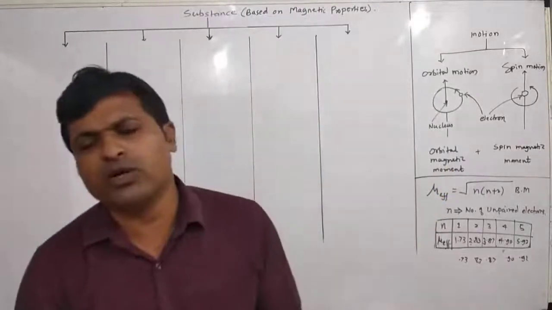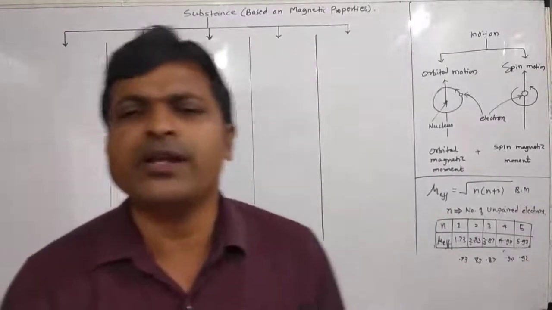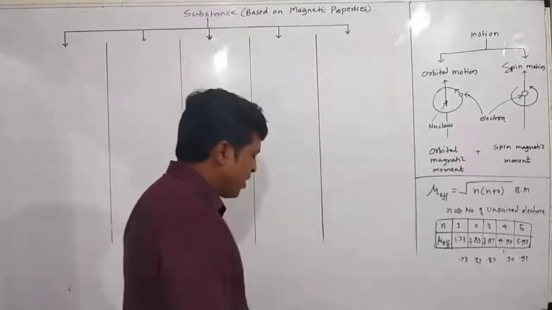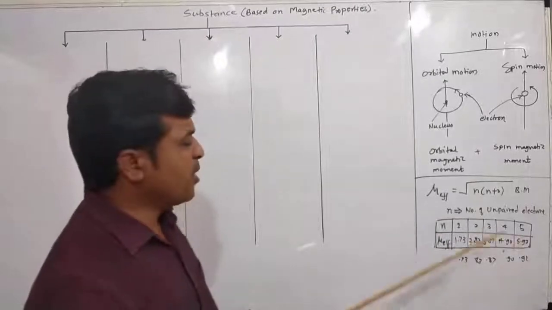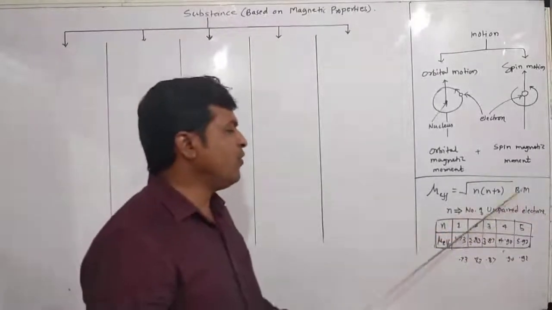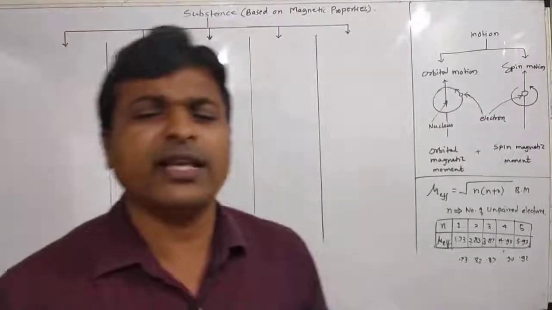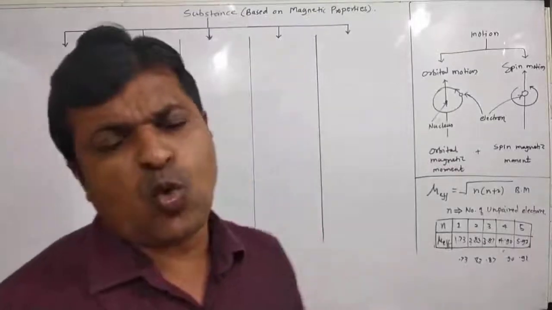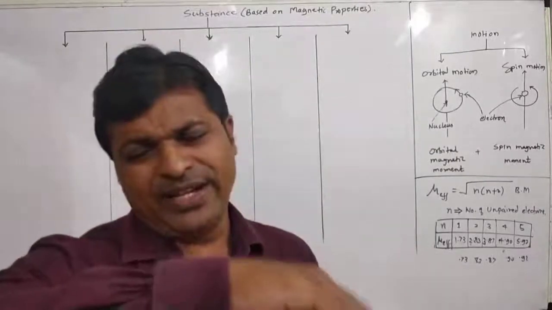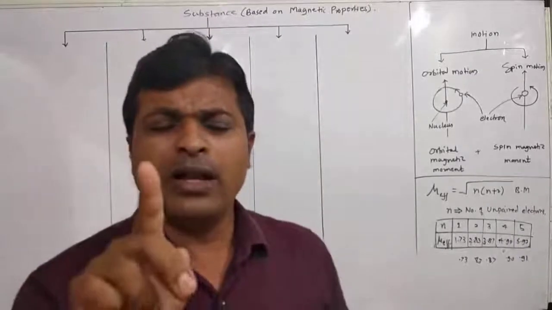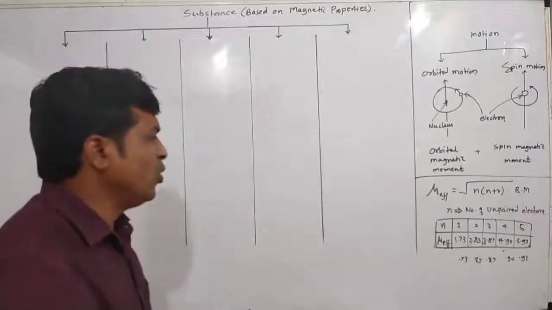Effective magnetic moment is equal to square root of n into n plus 2, where n is the number of unpaired electrons. If the number of unpaired electrons is 1, 2, 3, 4 and 5, mu effective has fixed values: for 1 unpaired electron it is 1.73, for 2 it is 2.84, for 3 it is 3.87, for 4 it is 4.90, and for 5 it is 5.92.